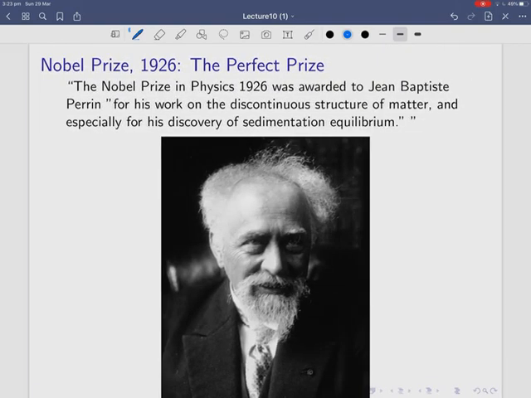The distribution is Gaussian. So, Perrin won the Nobel Prize for this in 1926 for his work on the discontinuous structure of matter, and especially for his discovery of sedimentation equilibrium. We would probably emphasize different aspects of his work these days rather than sedimentation equilibrium. But this is in some sense a perfect Nobel Prize because it's one bloke, one microscope, and one drop of water with some dirt in it basically. You can't get more fundamental than that.